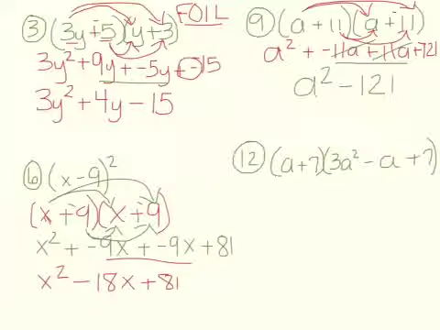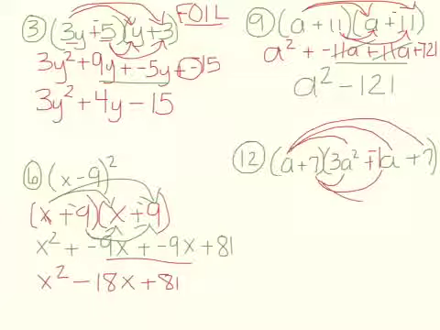Now number 12 is not a quadratic equation. You'll see that when I multiply this out. But I'll still do the same thing, but this time I'm going to have to distribute with 3 terms here. So a times 3a squared, a times negative 1a, and a times 7. And then I'll have to distribute with 3 terms with the 7. So I'll do that next.